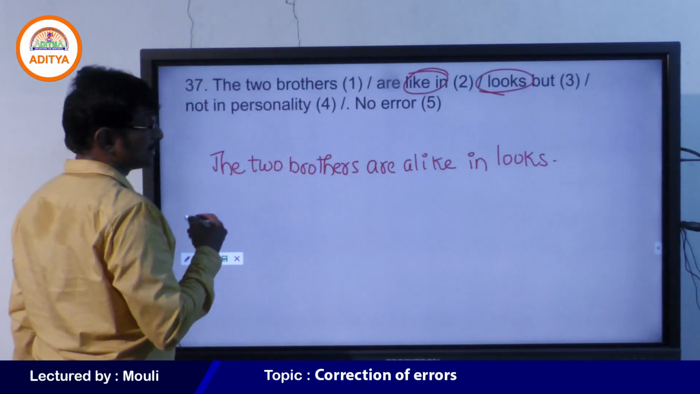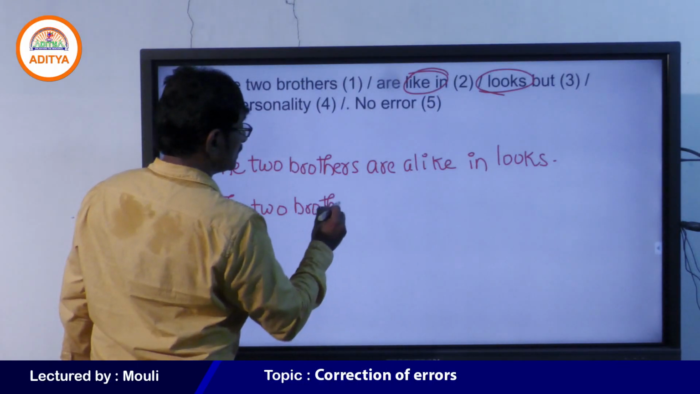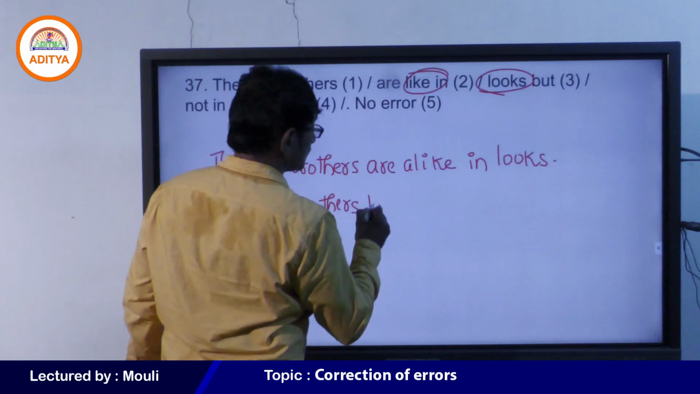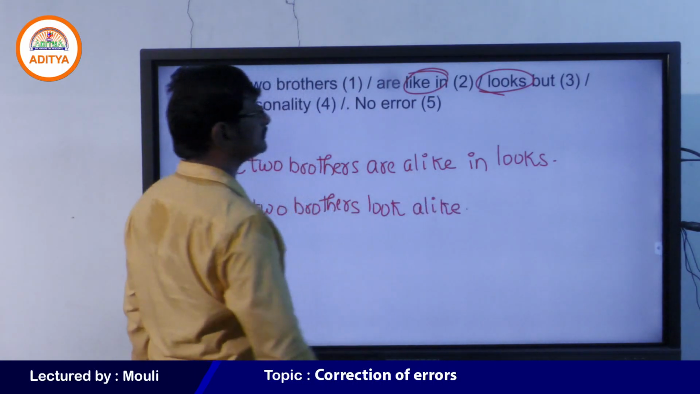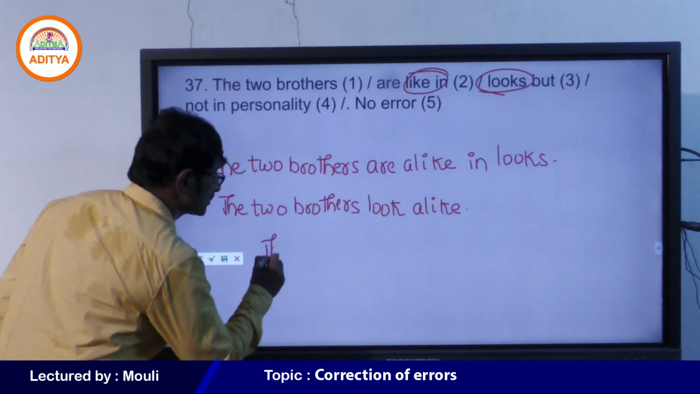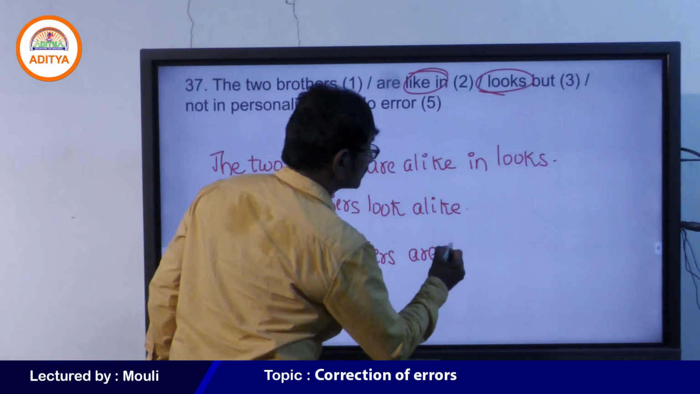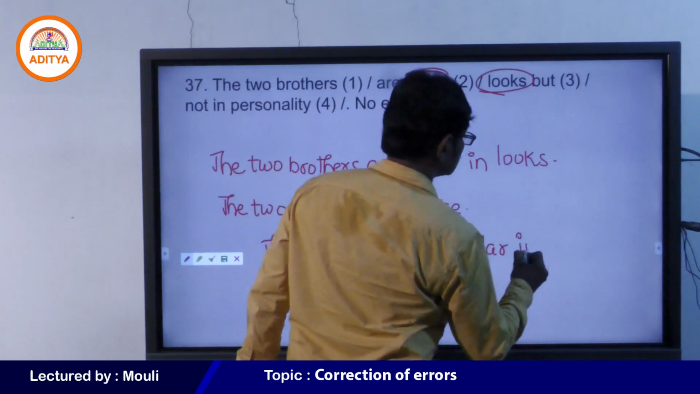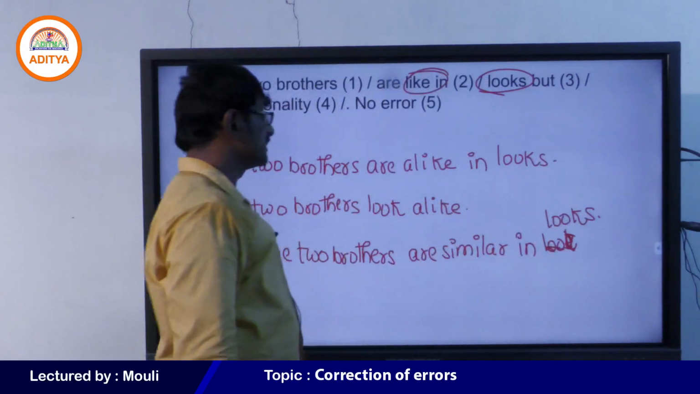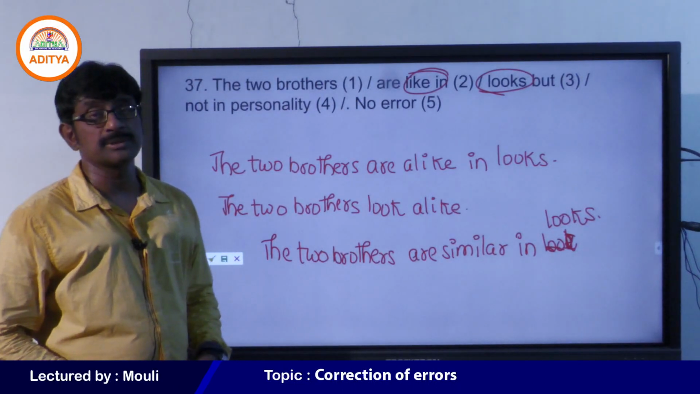You can write like this, or you can write the two brothers look alike. You can write like this also. The two brothers look alike. Next, the two brothers are similar in looks. The two brothers are similar in looks. That's it. In this way you can write, students.